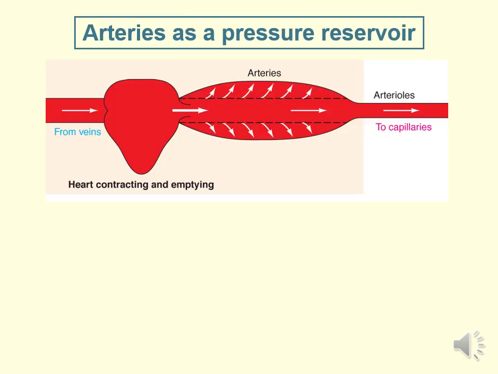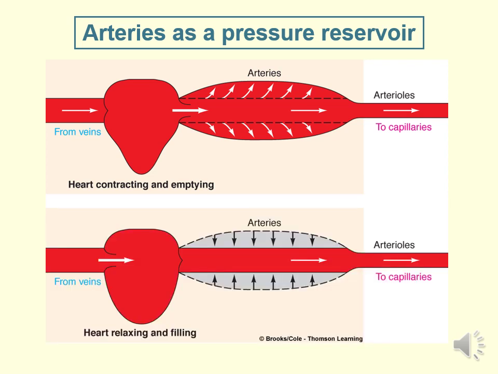So this is just a cartoon that hopefully explains what we mean by a pressure reservoir. When the heart's contracting and ejecting blood into the aorta, the blood pushes against the walls of the blood vessels, and it tends to want to expand those blood vessels out. Remember, the arteries have collagen and elastin fibres. The elastin fibres allow the blood vessel wall to be slightly elastic, and that means the arterial walls can expand out a little bit, as shown in the diagram here. So the walls of the arteries have expanded out.